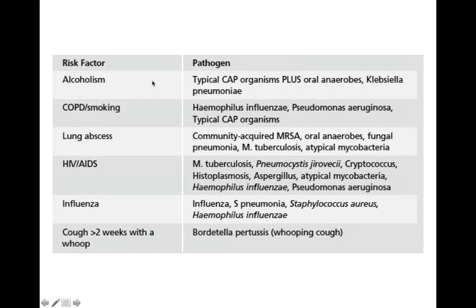So this is the further definition which I just told. Alcoholism, typical community acquired pneumonia organisms. COPD, smoking: Pseudomonas and H influenzae. Lung abscess, we generally have oral anaerobes or community acquired. Just so you can have an idea. HIV positive patient, influenza patient, also we have pneumococcus and Staph aureus. Whooping cough patient has Bordetella pertussis. Just have an idea. Rest everything is given in the notes.